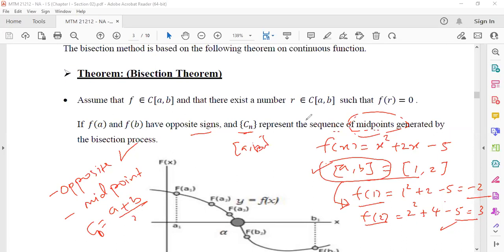Am I correct? So let's say this is my 1, this is my 2. What is the midpoint? If you add these two and divide by 2, you'll get the midpoint. That is what they are talking about. These will be maybe c0, c1, c2. We're going to find some midpoints to generate the iterations.